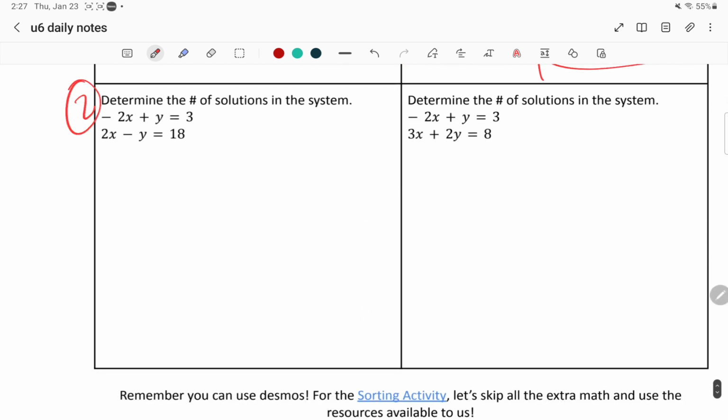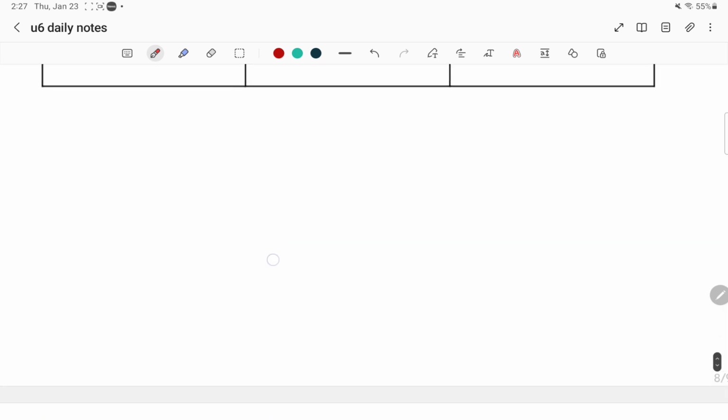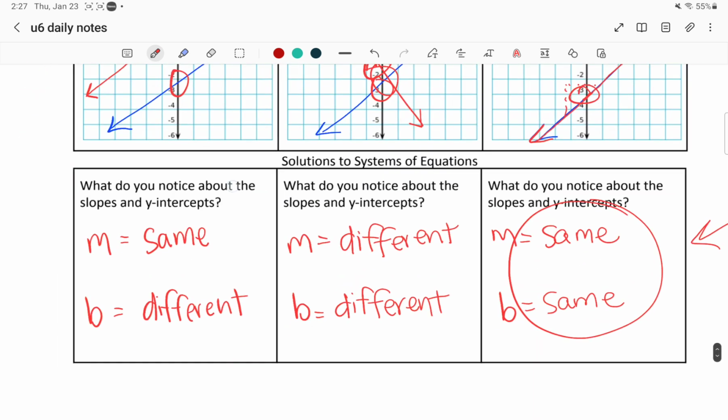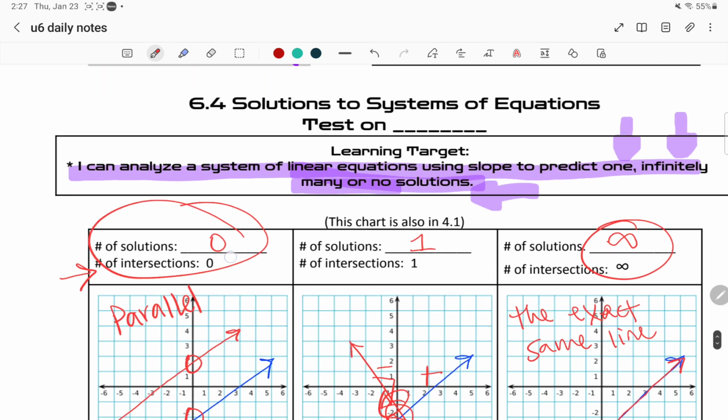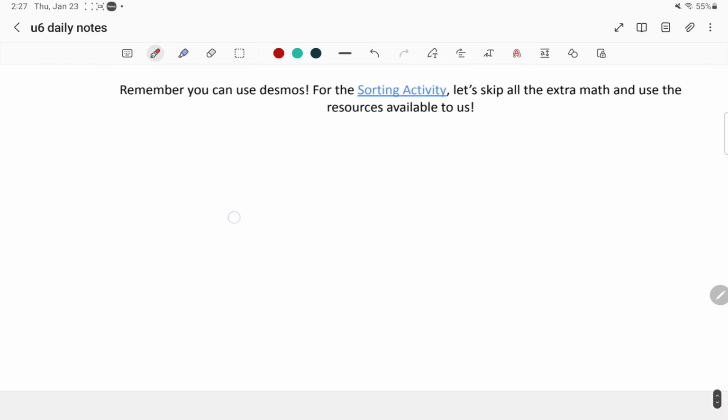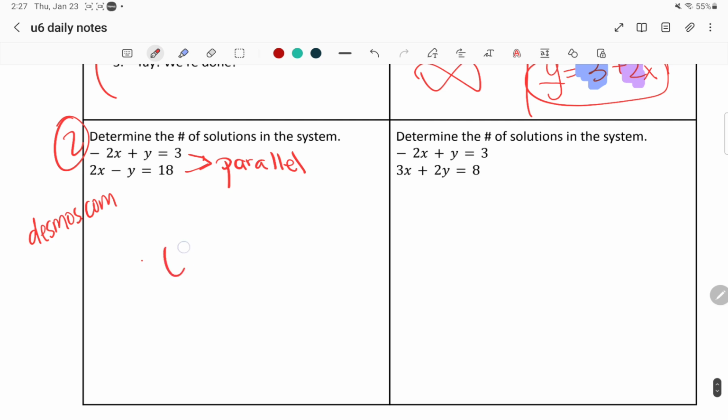The second option is we now have access to Desmos.com. Plug your equations into Desmos. If you do that for these ones, you will get parallel lines. If you get parallel lines, that means your slopes are the same, your y-intercepts are different, and you have zero solutions. So zero intersections, zero solutions.